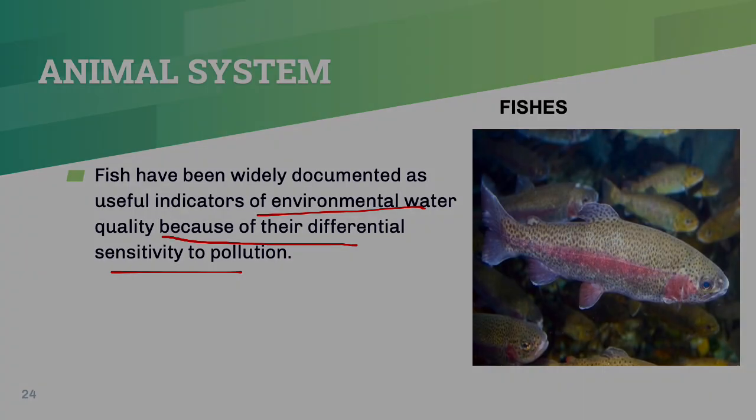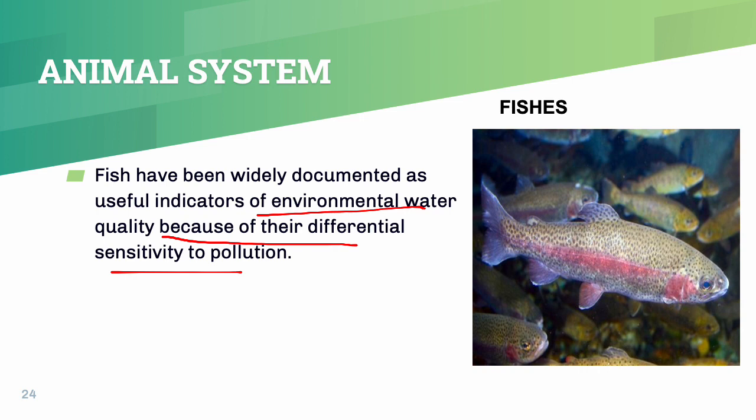Okay? Fish also. Fish have been widely documented as useful indicators of environmental water quality because of their differential sensitivity to pollution. Of course, when a place has high biodiversity, with different kinds of fishes, that is an indication that it is healthy. But when a place has only one species living there, that may already be an unbalanced environment, and that could be caused by pollution.